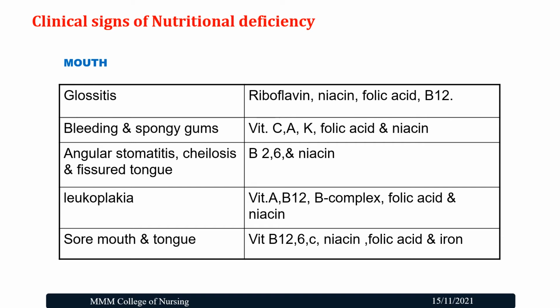Bleeding and spongy gums indicate vitamin C, A, K, folic acid, niacin deficiency. Angular stomatitis, cheilosis and fissured tongue represent B2, B6 and niacin deficiency. If it is leukoplakia, it indicates vitamin A, B12, B complex, folic acid and niacin deficiency. And a sore mouth and tongue represent vitamin B12, vitamin C, niacin, folic acid and iron deficiency.